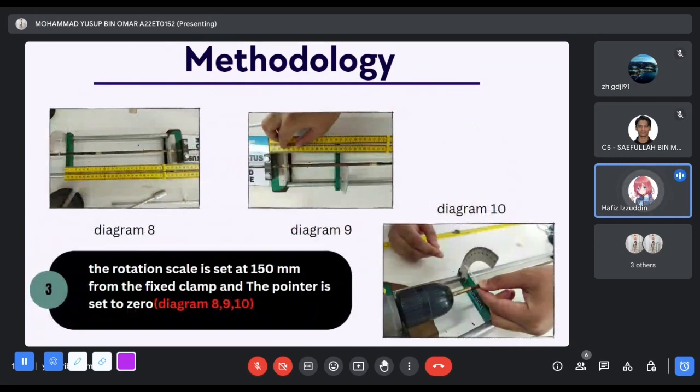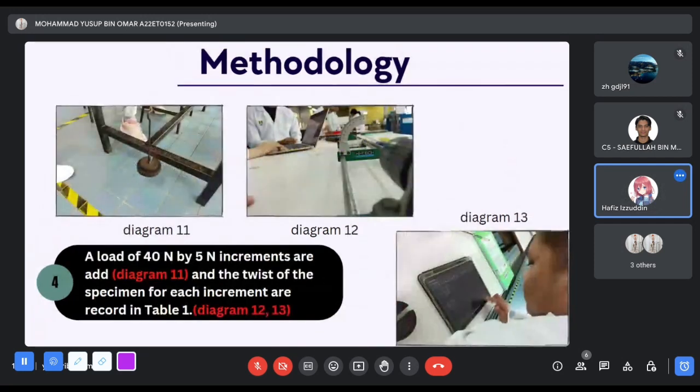The third step is the rotation scale is set at 150 mm from the fixed clamp, and the pointer is set to 0, diagrams 8, 9, and 10. And the fourth step is a load of up to 40 Newton in 5 Newton increments, diagram 11, and the twist of the specimen at each increment is recorded in table 1, diagrams 12 and 13.